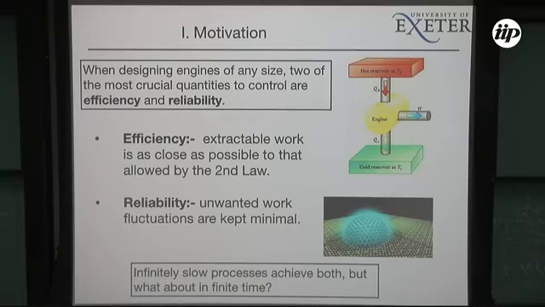Now, we know that if you take an infinitely slow process, you'll fulfill both of these things 100%. If you take an engine and drive it infinitely slowly, the dissipated work will be 0 and there'll be no fluctuations. But it's an infinite process, so we want to consider what you can do in finite time. The regime I'll be talking about is slow processes that are finite but close to being efficient and reliable.